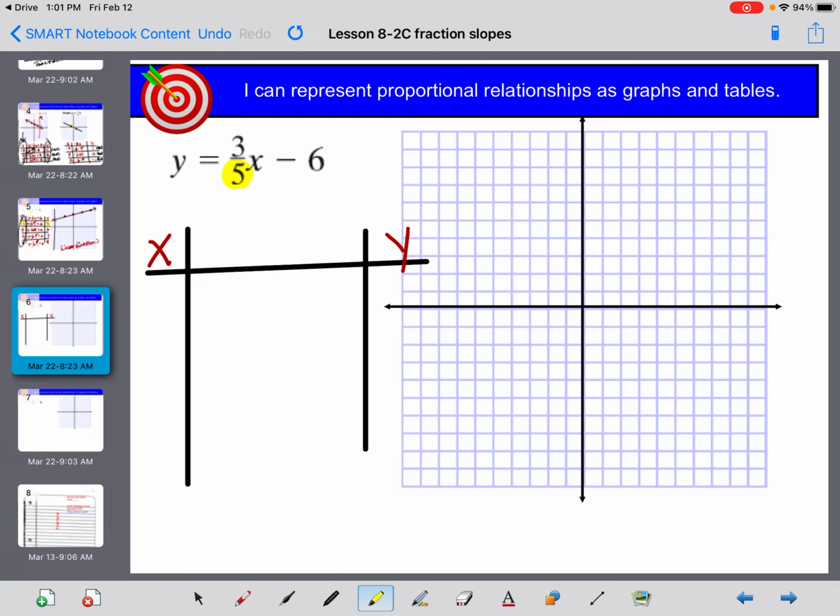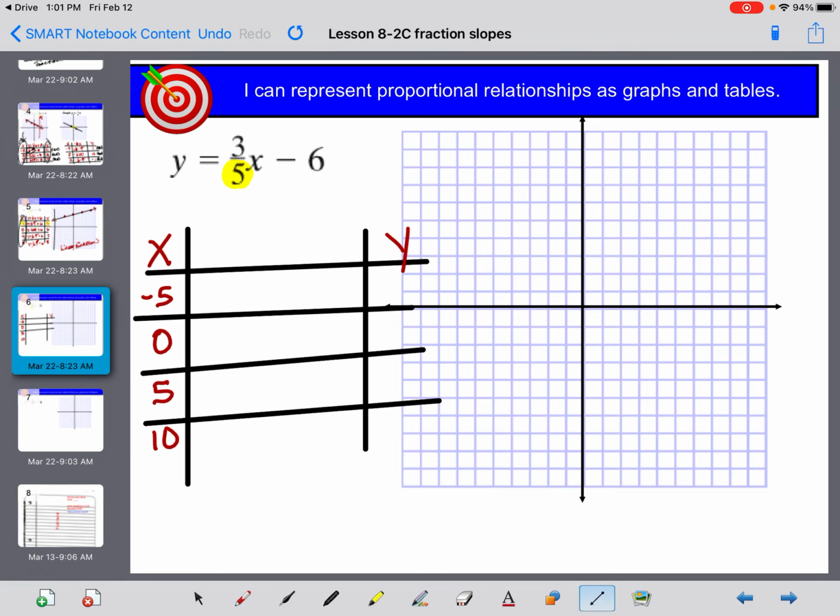When I look at this one, I see it has a denominator of 5. So normally when I would have used negative 2, negative 1, 0, 1, and 2, because that's a fraction, I'm instead going to use multiples of 5. Starting at negative 5, 0, 5. I could go on to 10 if I wanted, but I don't have to. I need a minimum of 3 entries in my table. And so now let's begin.